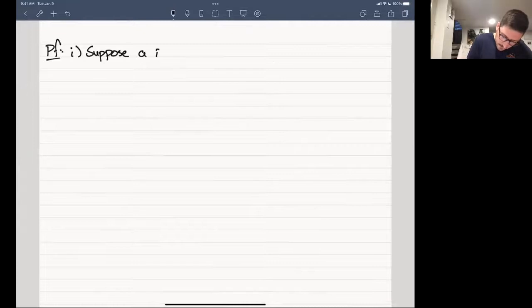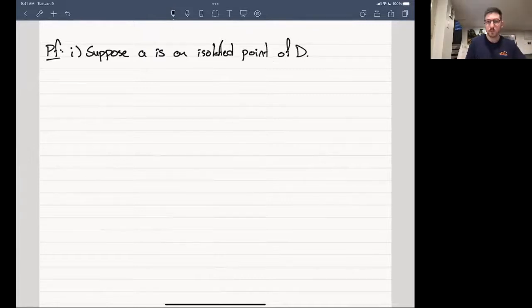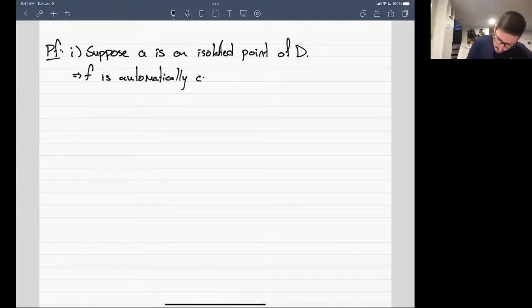Suppose A is an isolated point of D. In this case, there's very little to do, right? Because then f is automatically continuous at A from what we've already said. So this implies f is automatically continuous at A, no matter what. It doesn't even have to satisfy the sequential criterion. We just have to show the sequential criterion is also true in this case, so we don't even have to do logical equivalences.